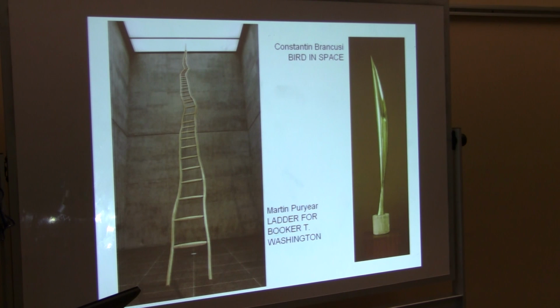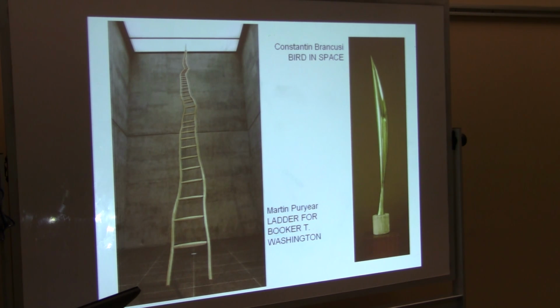Martin Puryear, who is a black sculptor, did this piece a few years ago, and he titled it A Ladder for Booker T. Washington. Booker T. Washington is considered by some blacks to be a sort of pioneer. He did a lot of things for blacks. He started a school, did a lot of things, but a lot of blacks look at what he did and say, well, you did it as a Tom. You pandered to the white classes, and you didn't really do everything you could have done.